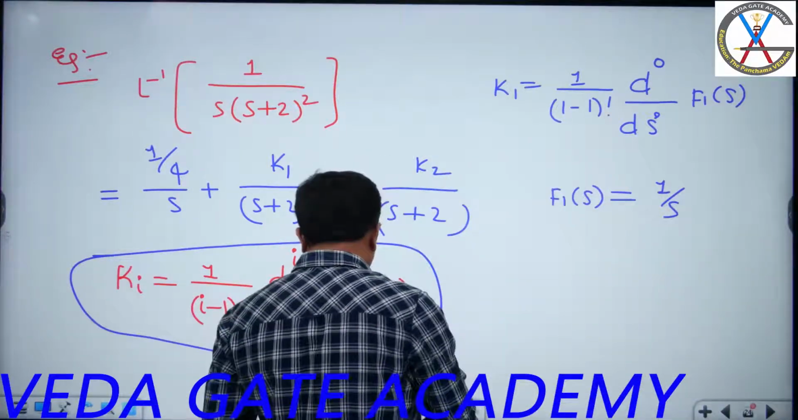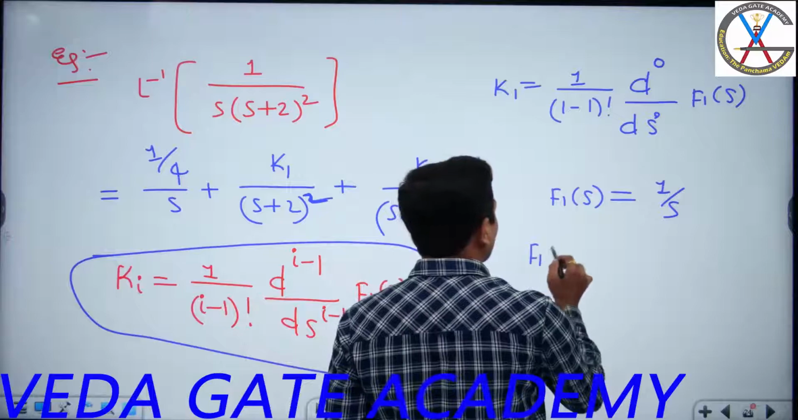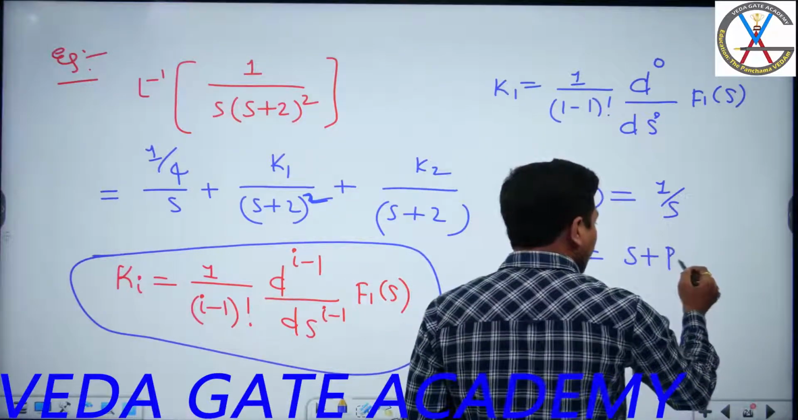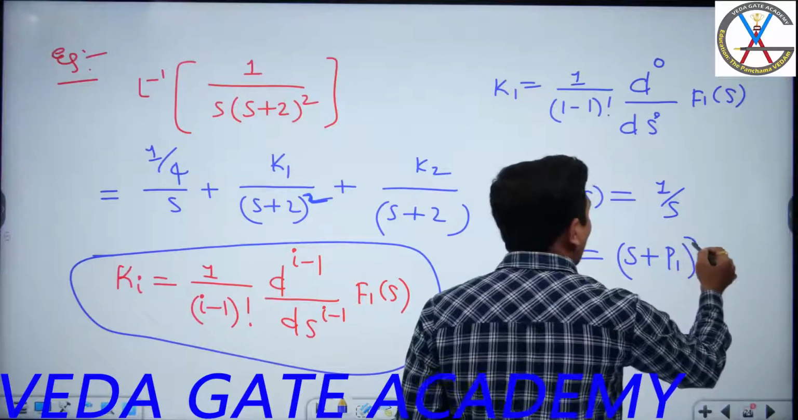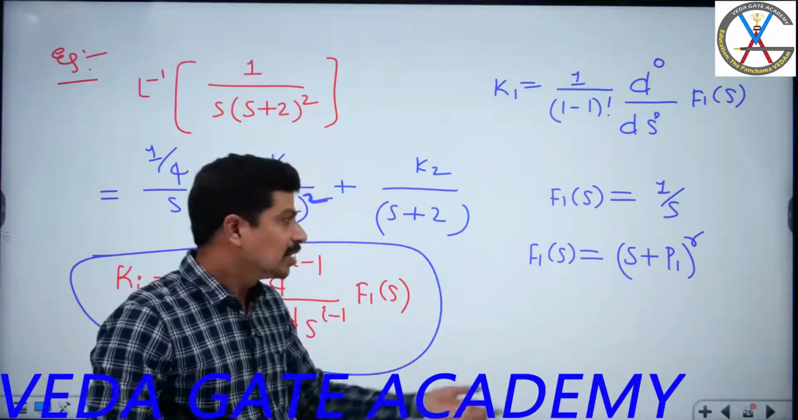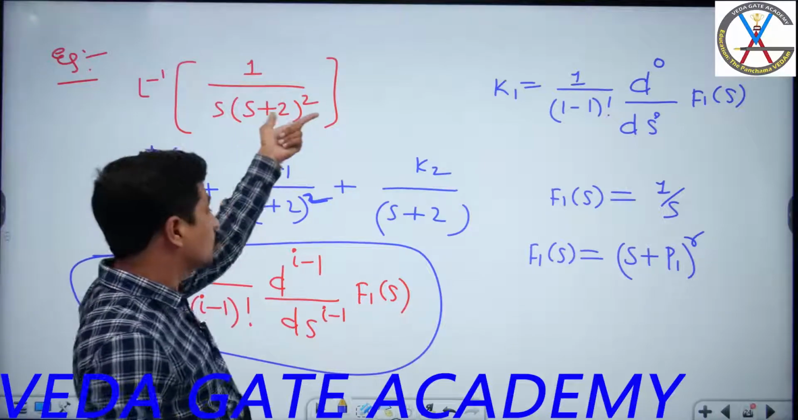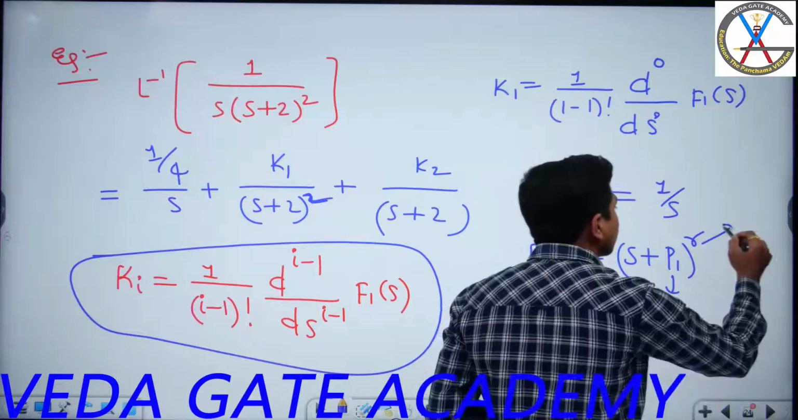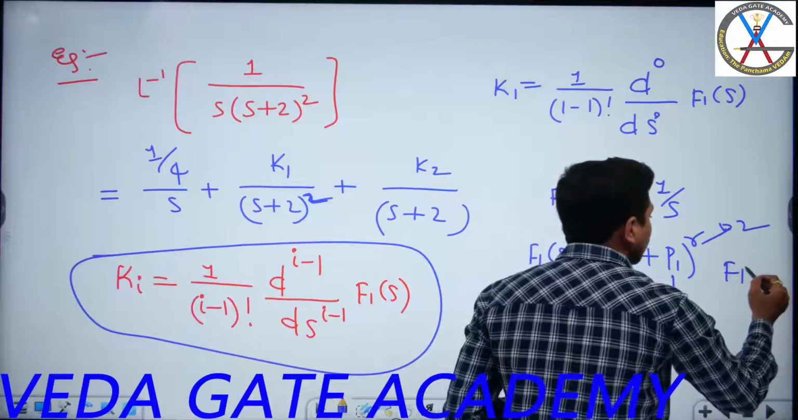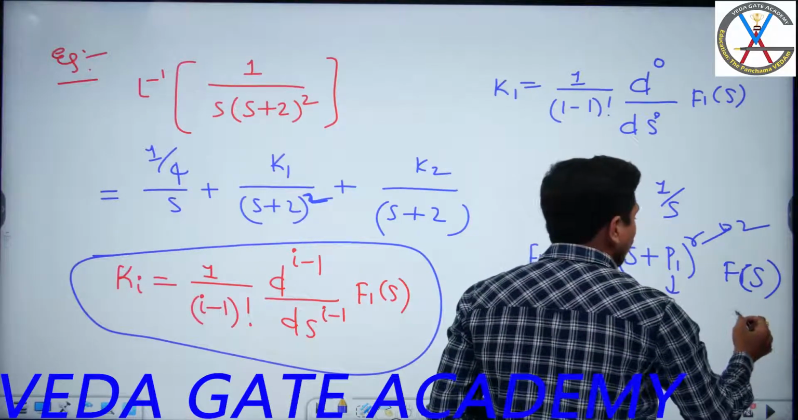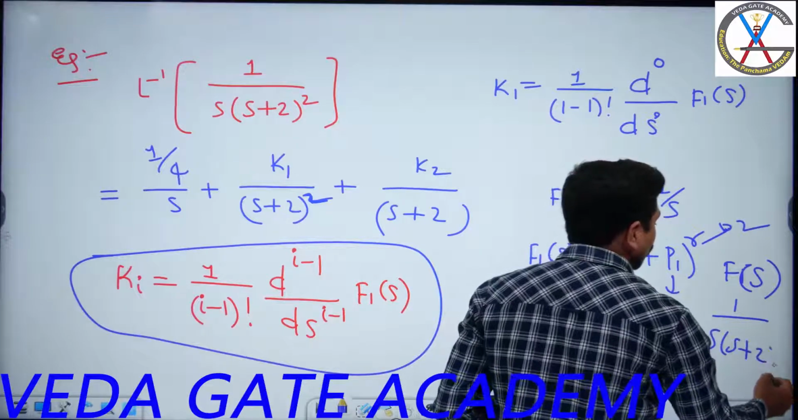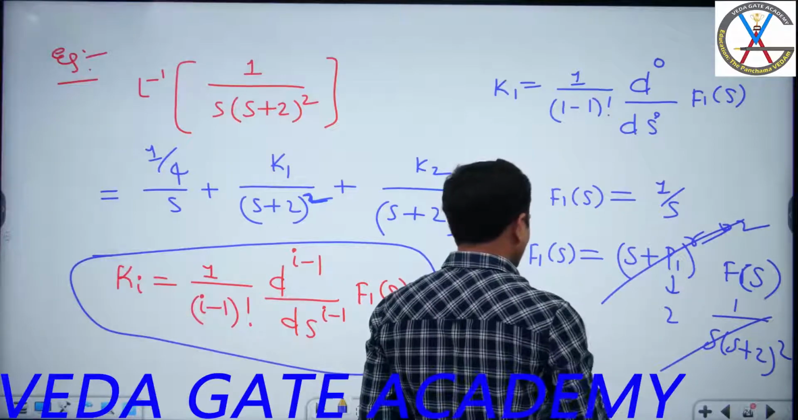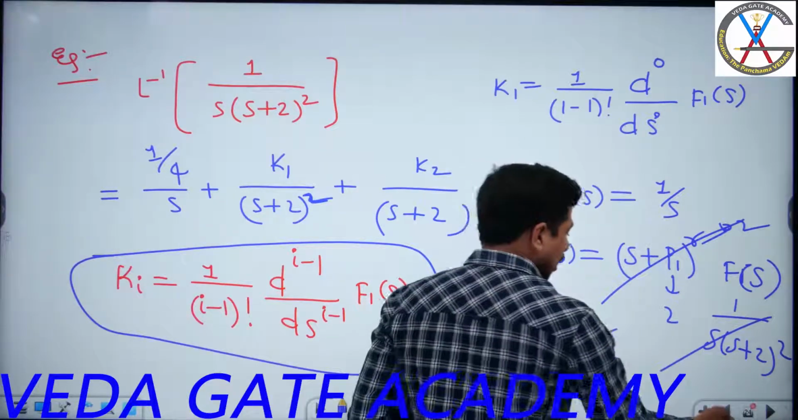If you want f1 in standard form, f1 of s is equal to (s plus p1) whole power r into f of s, where r means which is repeating. Here (s plus 2) whole square is (s plus p1), where p1 is 2 and r is also 2, into f of s. What is f of s? 1 by s into (s plus 2) whole square. So this will cancel, and you have f1 of s equal to 1 by s.